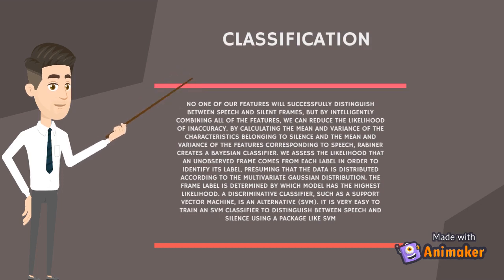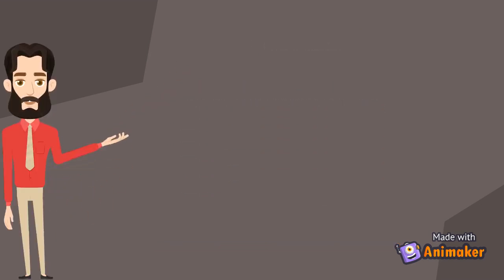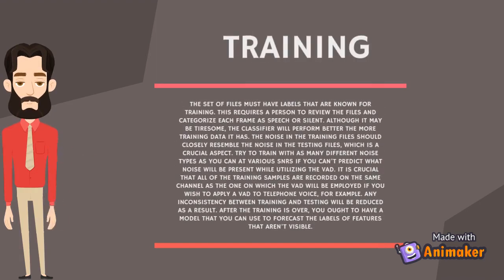A discriminative classifier, such as a support vector machine, SVM, is an alternative. It is very easy to train an SVM classifier to distinguish between speech and silence using a package like SVM. The set of files must have labels that are known for training. This requires a person to review the files and categorize each frame as speech or silent. Although it may be tiresome, the classifier will perform better the more training data it has. The noise in the training files should closely resemble the noise in the testing files, which is a crucial aspect.